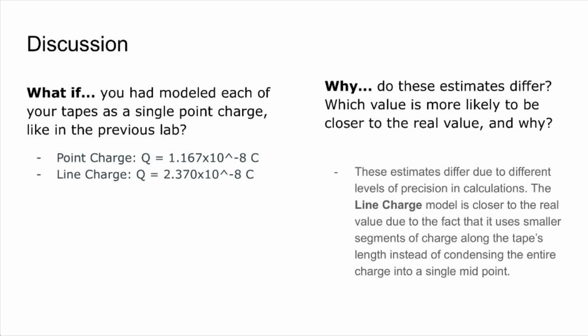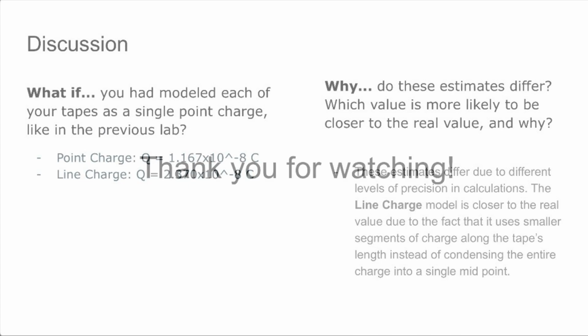Now we can see that when modeling them as a point charge versus a line charge, we get a significant difference, 1.167 times 10 to the negative eighth versus 2.37 times 10 to the negative eighth. Why does this happen? Well, these estimates differ due to a different level of precision in the calculations. The line charge model is closer to the real value due to the fact that it uses smaller segments and we iterate through them along the tape's length instead of condensing the entire charge into a single midpoint. Thank you for watching.